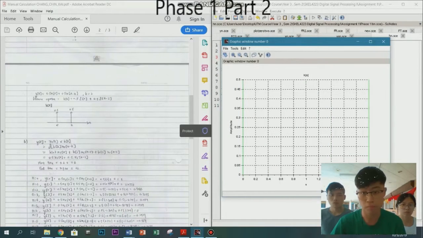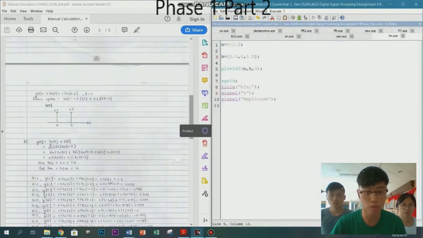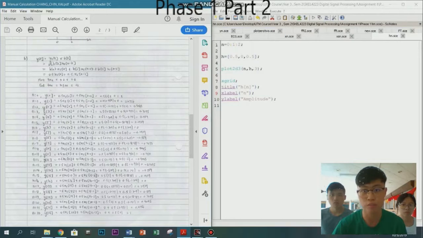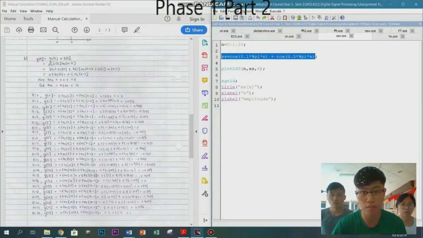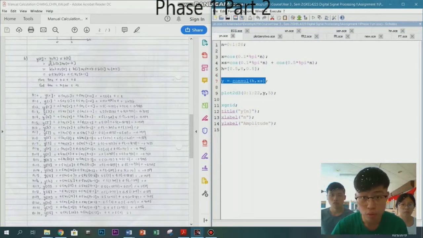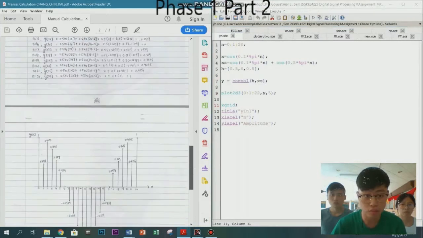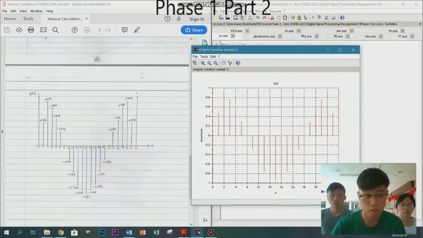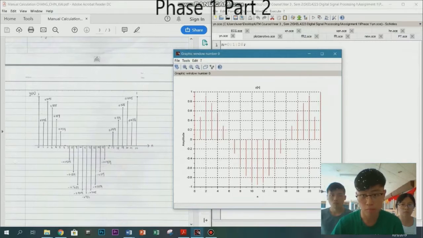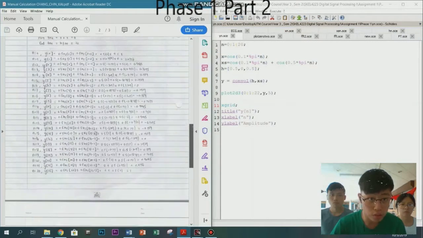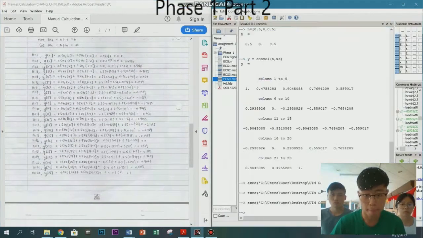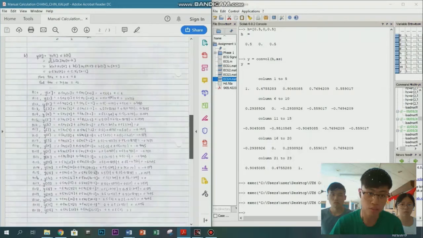It's exactly the same. And lastly, we have convolved the impulse response of the filter with the xsn, which has the noise. So the result is here. You can see that the graph is like this. It's exactly the same, and the data is here. So our result is verified by Scilab.